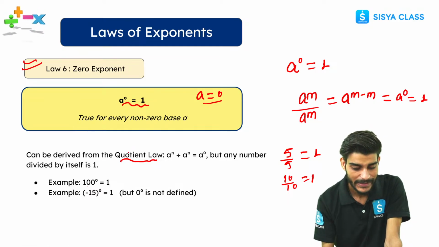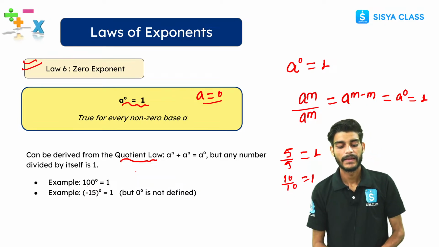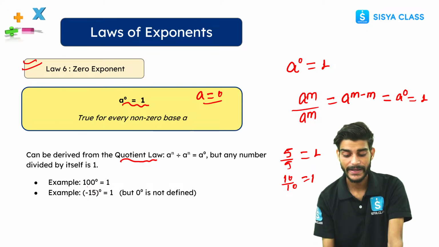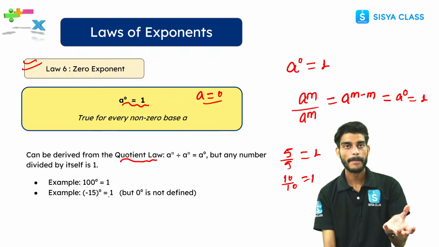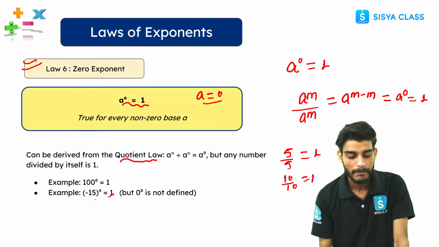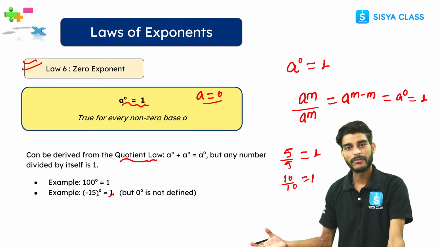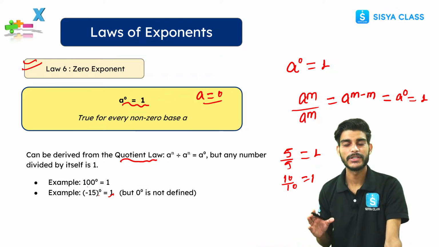Okay. Now the next thing is, can I take a negative number also in place of a? Obviously you can. Minus 15 raised to the power 0 is 1. Minus 10 raised to the power 0, 1. Minus 20 raised to the power 0 equals 1. Minus 10,000 raised to the power 0 equals 1.